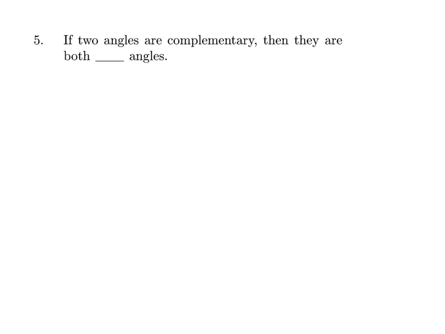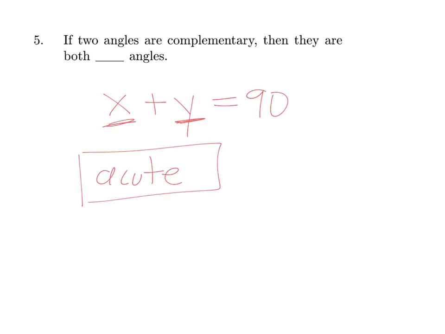If 2 angles are complementary, then they are both blank angles. Well, the 2 angles, x plus y, have to add up to what? 90. So definitely both of these angles have to be less than 90, which makes them acute. That's all there is to that. Done.